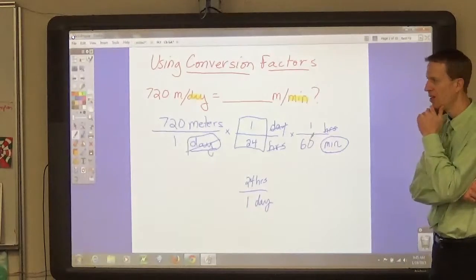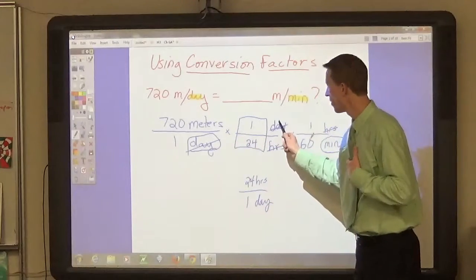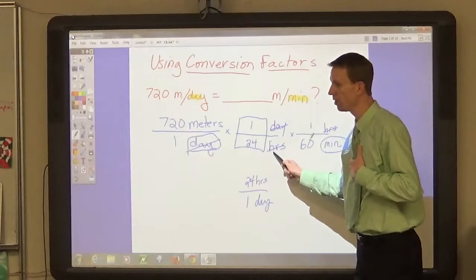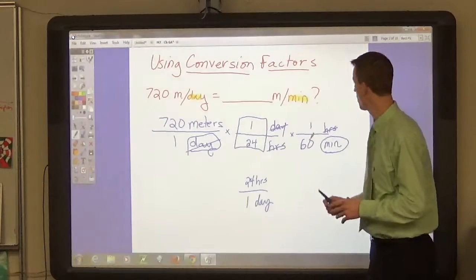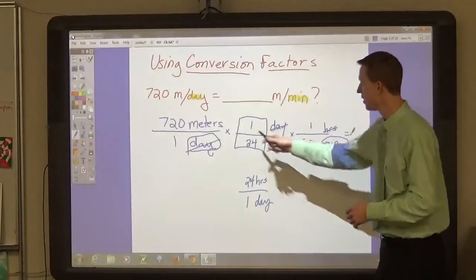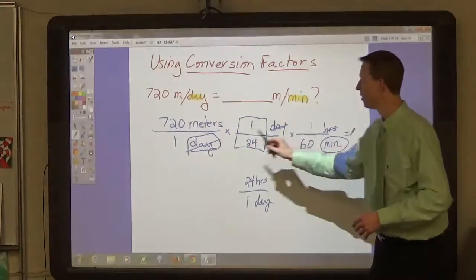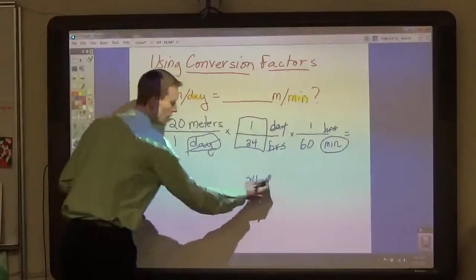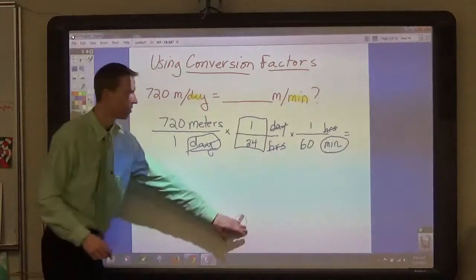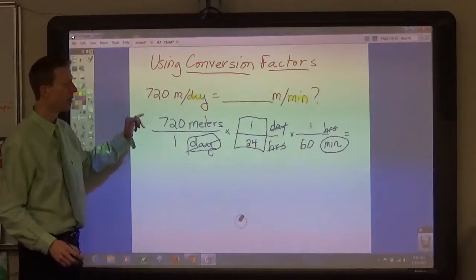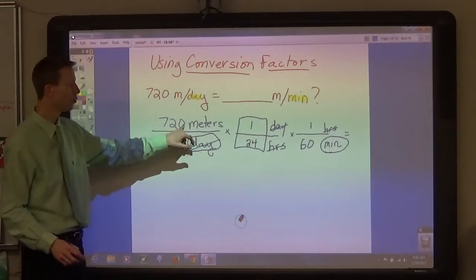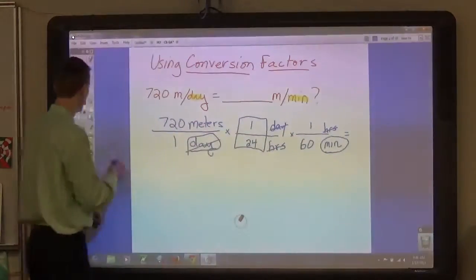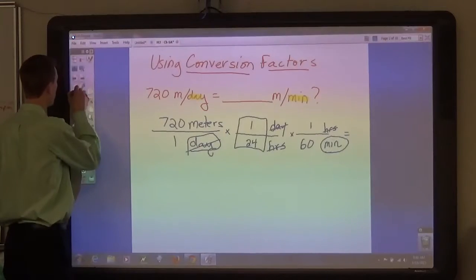Okay? So whatever you want to change goes on the top. Change it to something that will get you closer to your answer. Then, in order to find the answer, these are all multiplying by fractions. So you simply multiply across. We'll get rid of this conversion factor for now. And let's multiply across. 720 times 1 times 1. So that's 720.